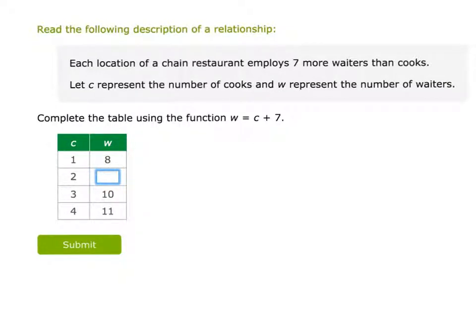Hello, we got three examples of today's classwork as demonstrated here. All right, we're going to go ahead and start with the first question. And if you take a look, it says, read the following description of a relationship.